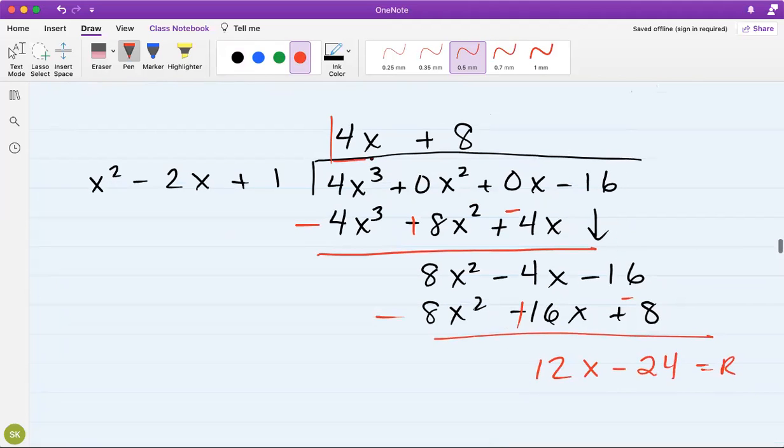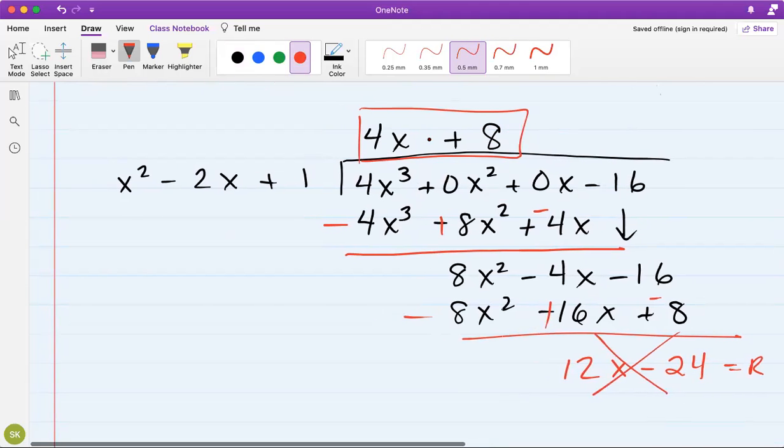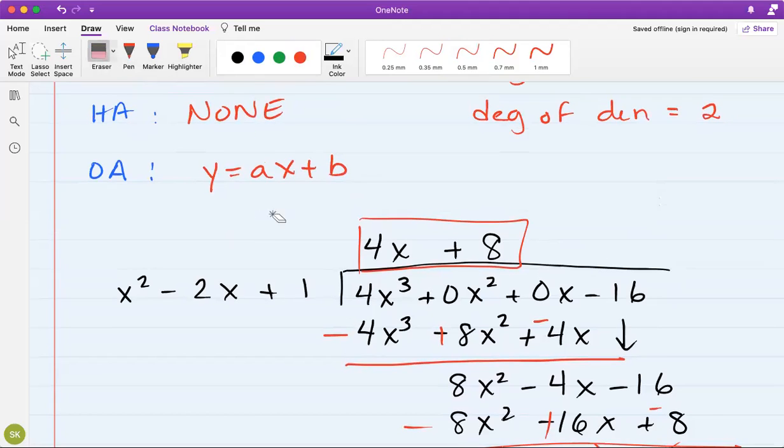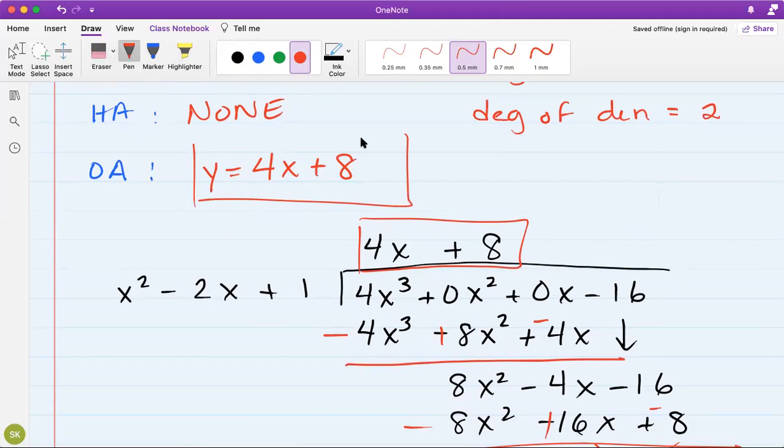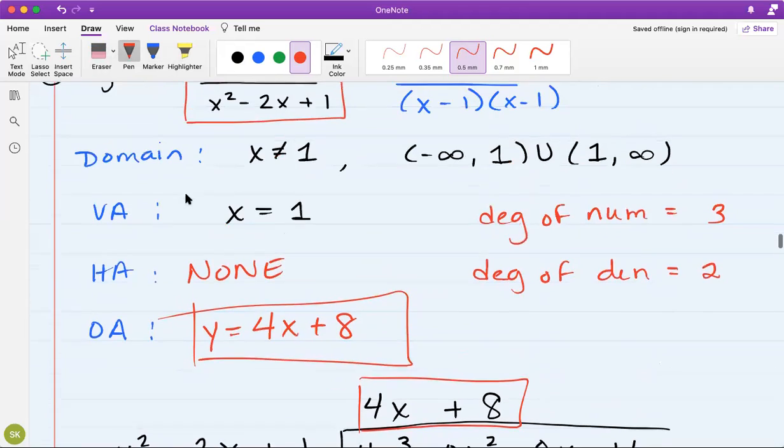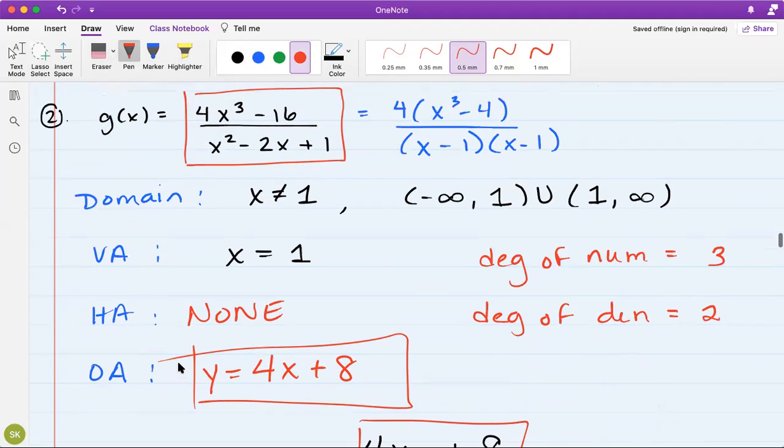When we get past the constant and we get something like this, we don't want that. Don't worry about that. This is the oblique asymptote. So it's going to be 4x plus 8. Okay, I'm not going to sketch this one. I think we have an idea of what this looks like. We're going to have a vertical line at 1 and an oblique asymptote at 4x plus 8.